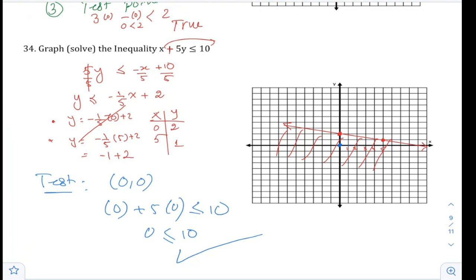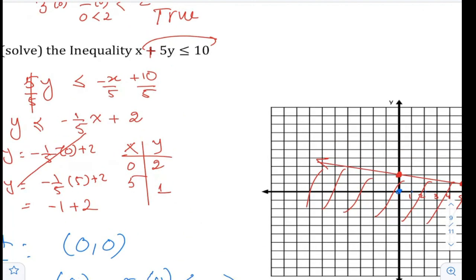If you don't like to solve using the graph using the table, you can use the x-intercept, y-intercept method if you remember. Assume once x is 0, so this disappears. 5y less than or equal to 10. Divide by 5, so y equals 2. So this is (0, 2). The second one, when you want y to be 0 to find the x-intercept, this disappears, so x is 10. So we have (10, 0) and (0, 2).